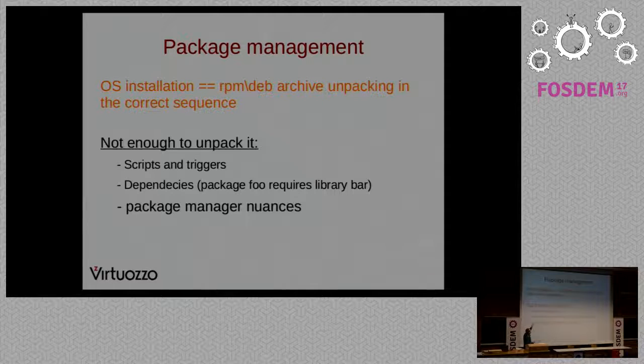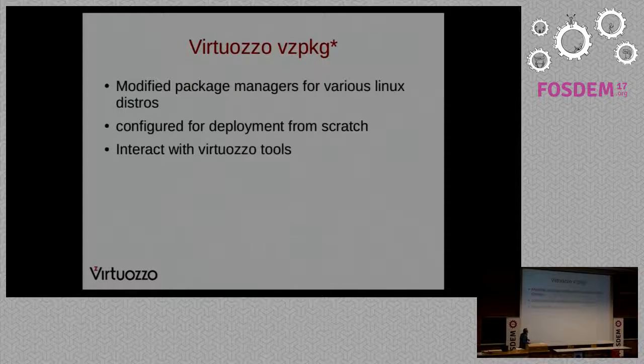Well, in general, OS installation is RPM, deb, archive, and packaging in the correct sequence. Of course, with executing scripts and triggers, and unpacking in the right order. Package foo requires library bar. In addition, there are special package manager nuances, like what is hard-coded in RPM RC files, scriptlets, etc.